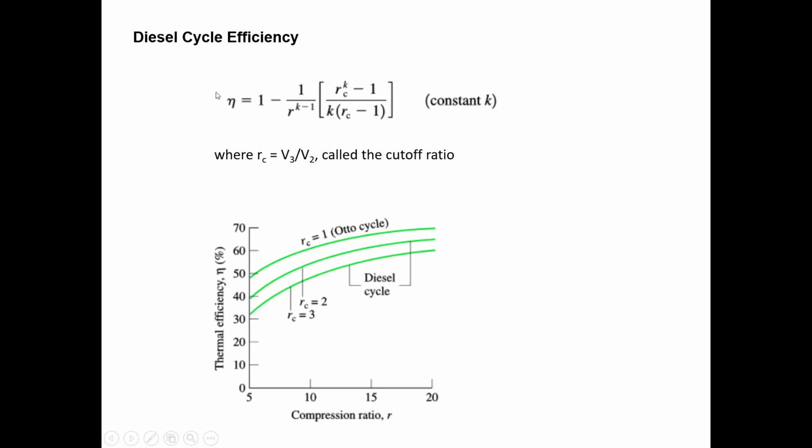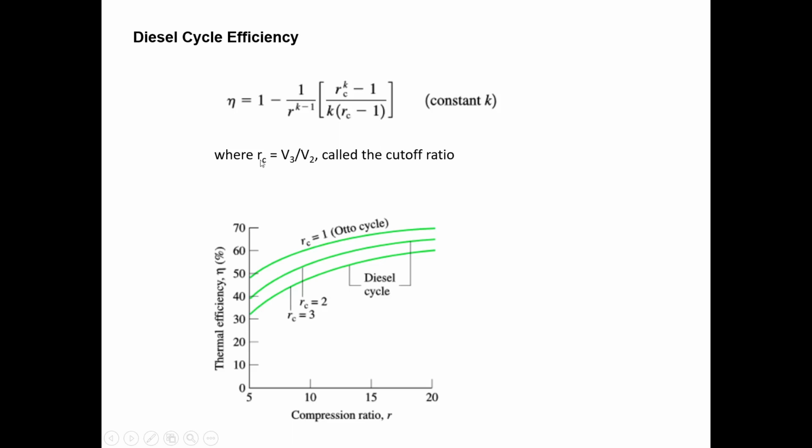Now we are not going to derive this one, right? So you don't need to derive this one. The eta equal 1 minus 1 over r_k to the power k minus 1. Now I think you are familiar with this term, because it is the same term we get for the Otto cycle as well. 1 minus 1 over r_k to the power k minus 1, same thing, right here. And then we have an additional term, r_c, right? Now the r_c is equal to V3 divided by V2. We call it the cutoff ratio, right? V3 divided by V2 is called the cutoff ratio, right?